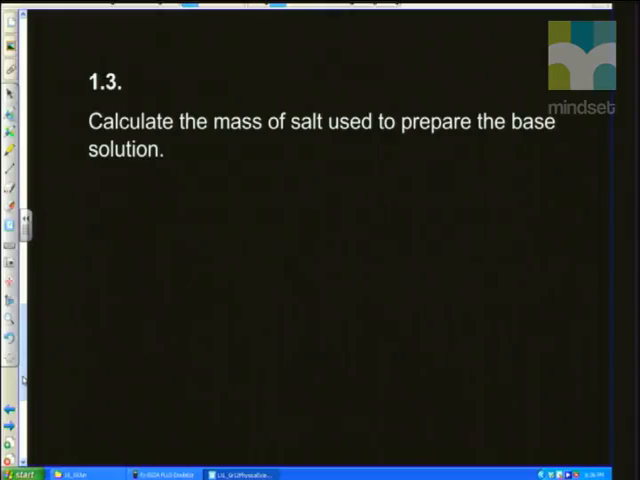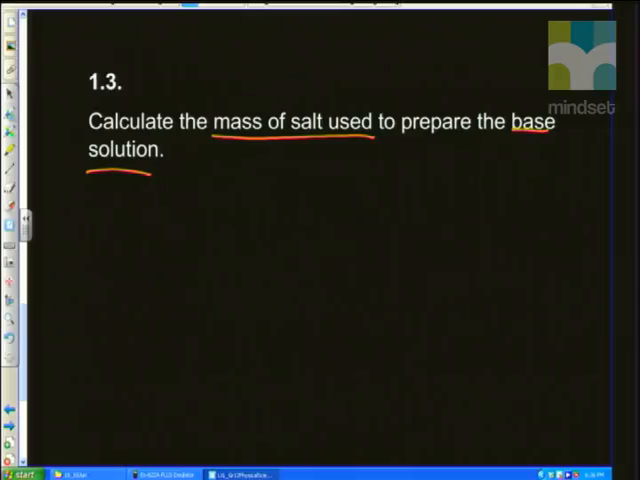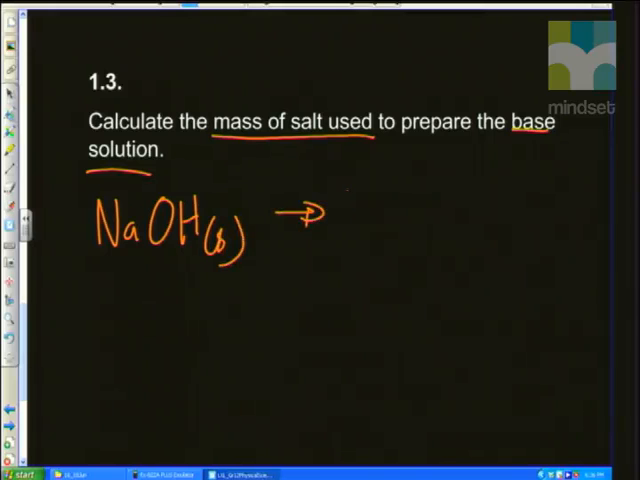Calculate the mass of salt. Now, we're going back to our previous question: the mass of salt used to prepare the base solution. So, how do we do this? We've got to get the mass of salt used to prepare the solution. If we go to sodium hydroxide, and it's going to form a solution, let's take that as the solid, and we're going to say that it goes to form sodium ions plus hydroxide ions. We're not looking for anything fancy.